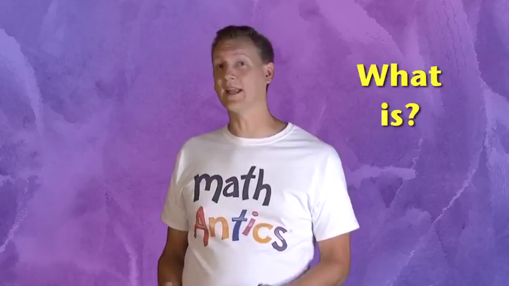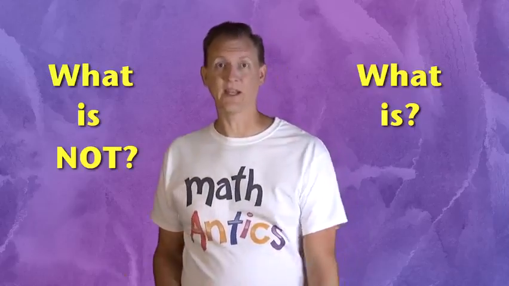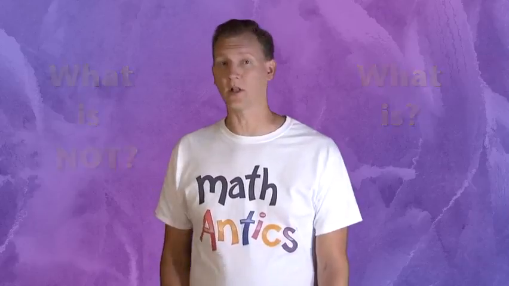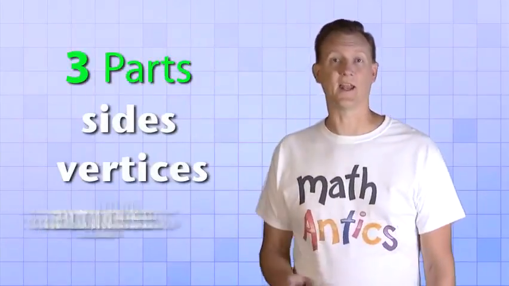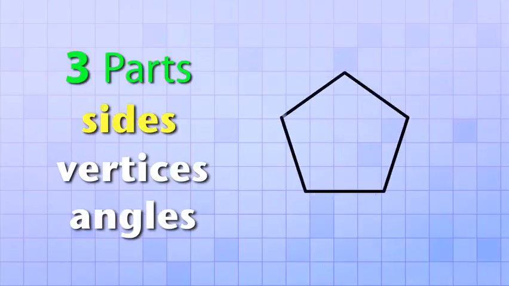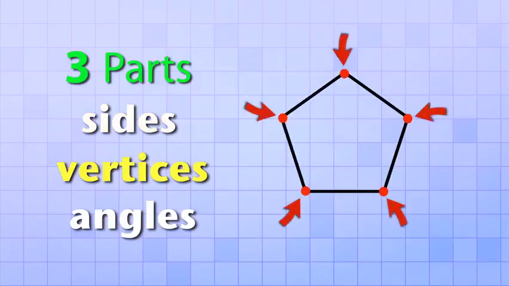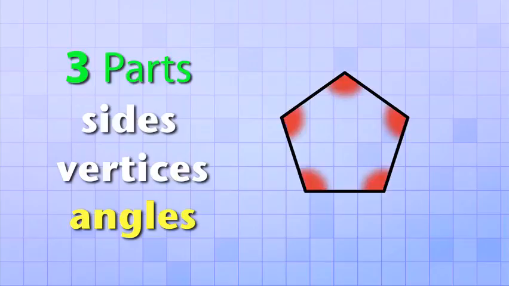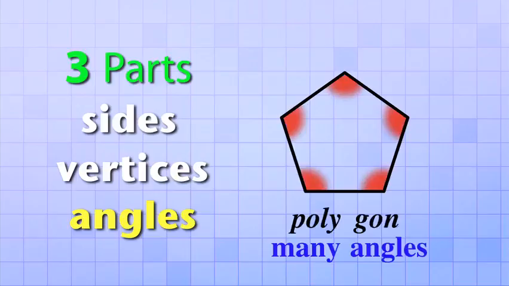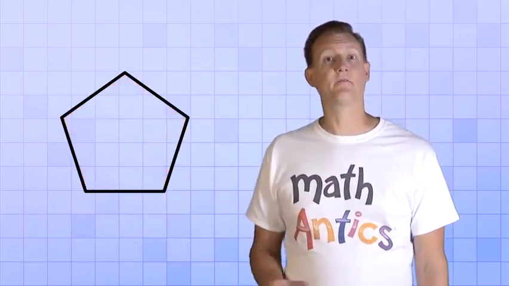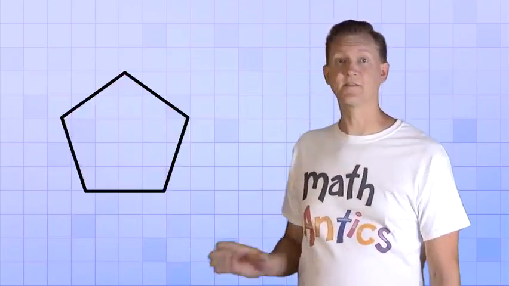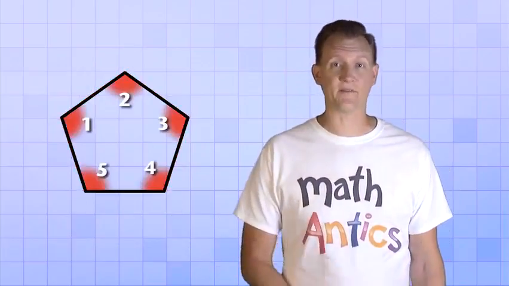But to really understand what is a polygon and what is not a polygon, we need to learn about the specific properties that all polygons have in common. First, we need to know the three parts that make up all polygons. And these parts are sides, vertices, and angles. The sides are just the straight line segments that make up a polygon. And the vertices are the points where the sides intersect. And the angles are formed by the intersecting lines. In fact, in Greek, the word polygon literally means many angles. So all polygons have sides, vertices, and angles. This polygon here has 5 sides, 5 vertices, and it forms 5 angles.